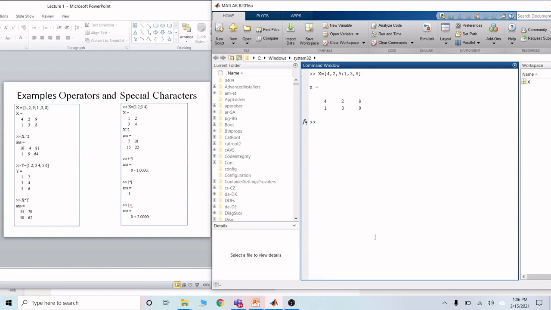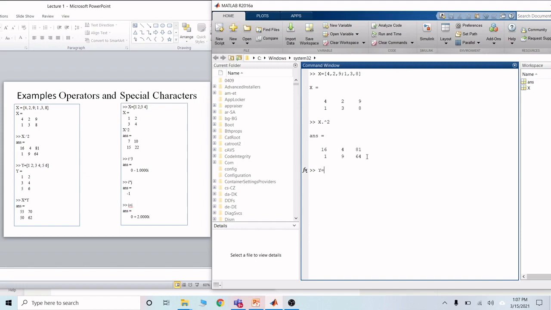Now use X dot cap 2. Enter. Capital X dot cap 2 will give you 16, 4, 81, 1, 9, 64. How? First element 4: 4 square is 16. Second element 2: 2 square is 4. Third element 9: 9 square is 81. Fourth element 1: 1 square is 1. 3 square is 9. 8 square is 64.